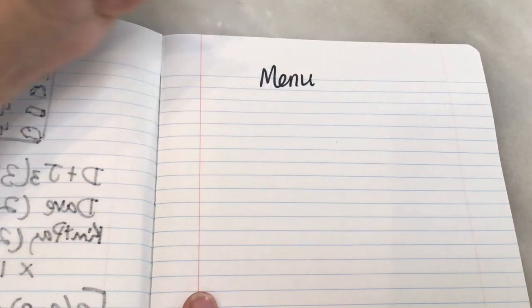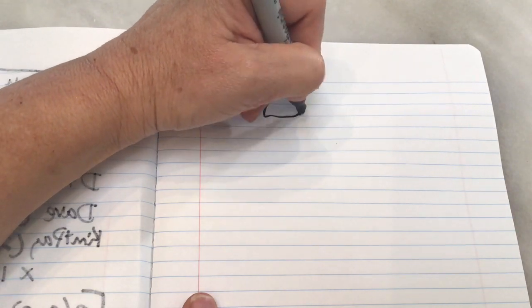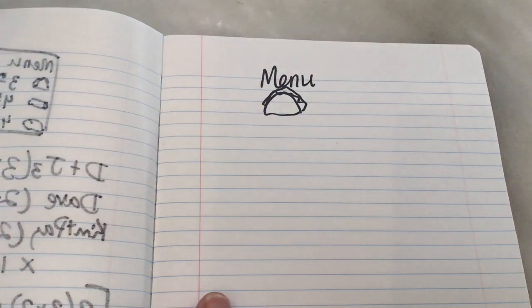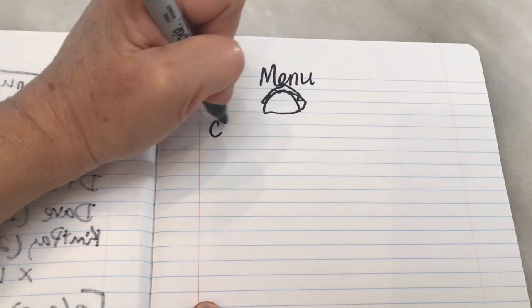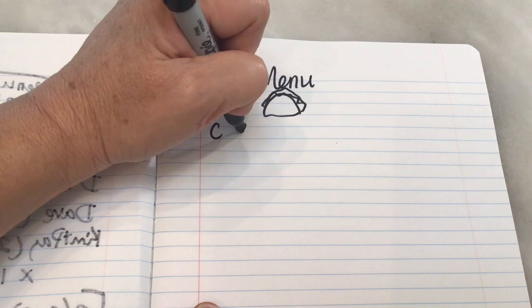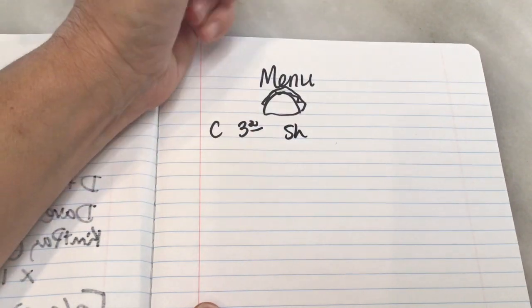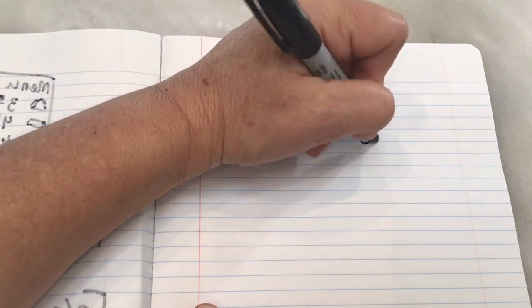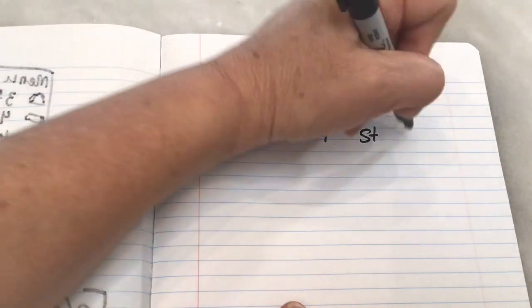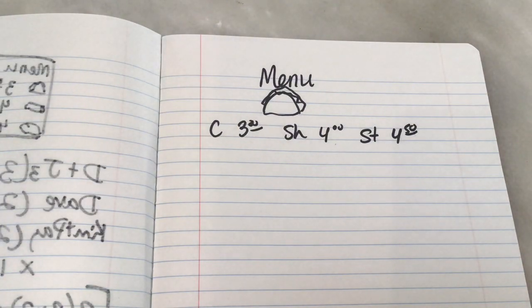So the first thing we need here is a menu. Let's remember how much each item is. This is our taco menu, okay? Oh, I'm getting so hungry for tacos. And the chicken tacos, I'll just put C for chicken. Those are $3 each. Our shrimp tacos, I'll put in SH for shrimp. Those are $4 each. And then the steak, which I'll put in ST, those are $4.50 each. And so that's kind of my menu.